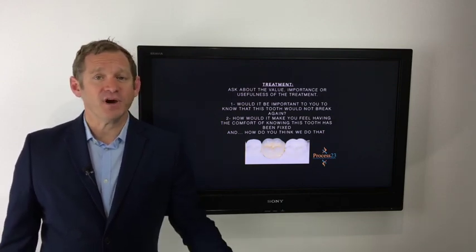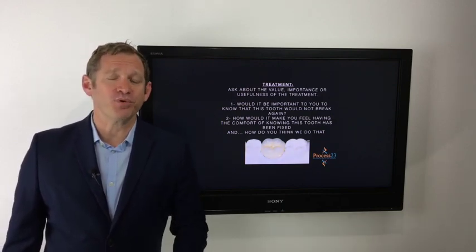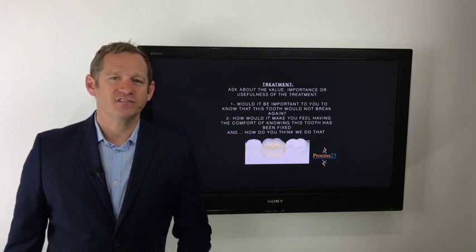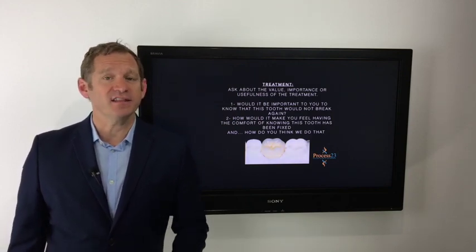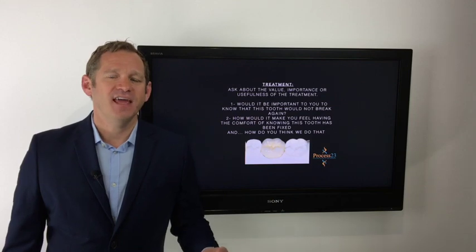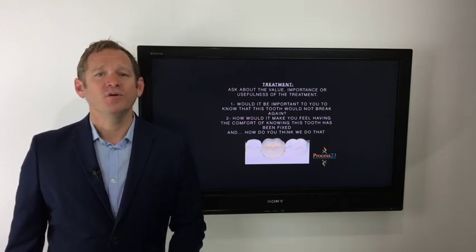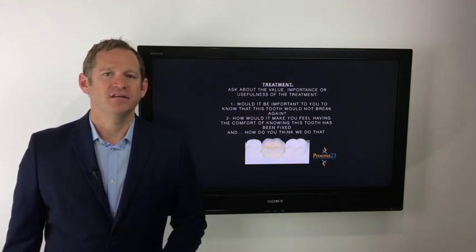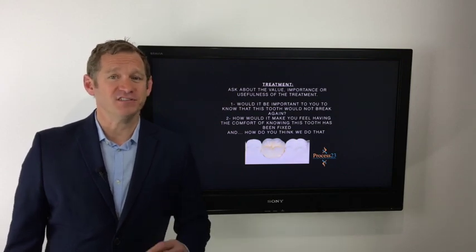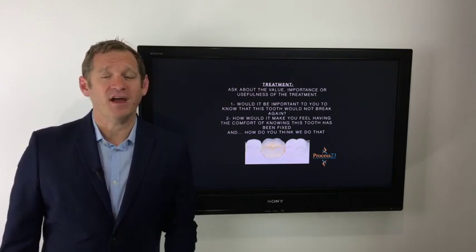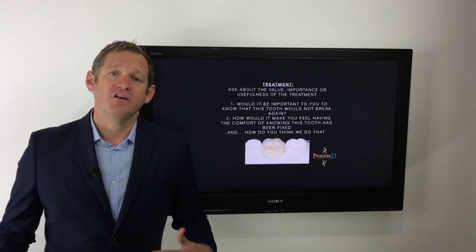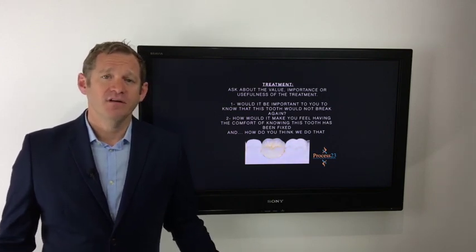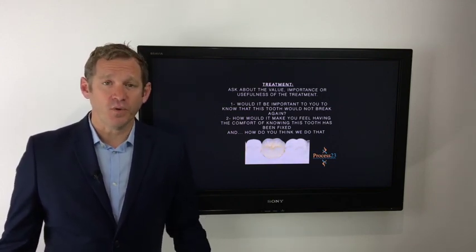Asking treatment type questions gets them enrolled in the process of treating the tooth so that you're not just the one telling them what they need. They essentially tell you what they think they need. They go, no, I want to fix this tooth permanently so I don't have to worry about it again. Great. In our office, we call that a crown. And here's what that will do for you.